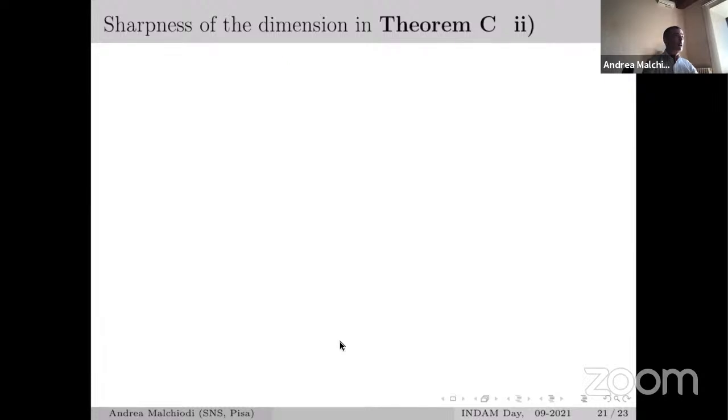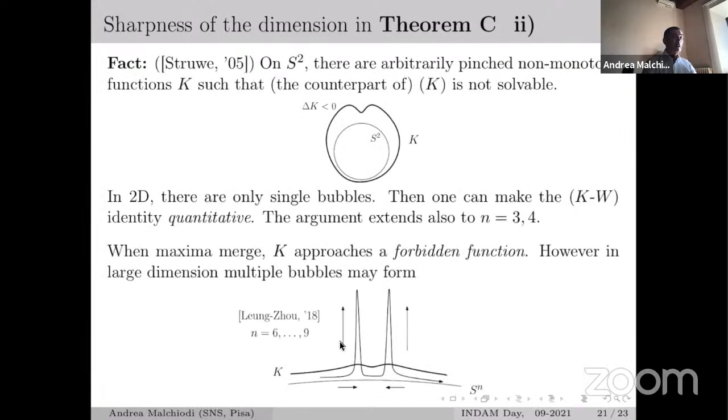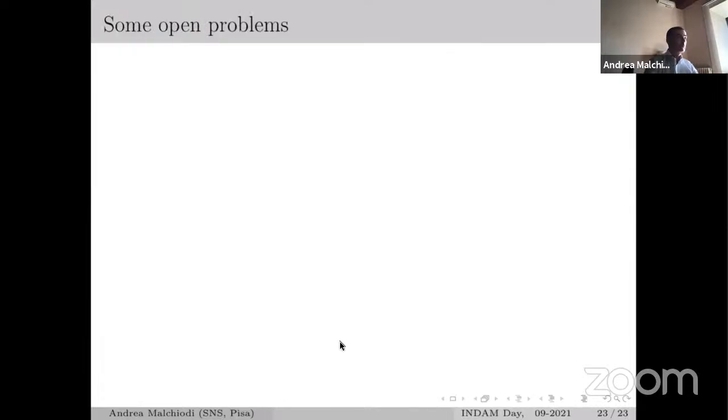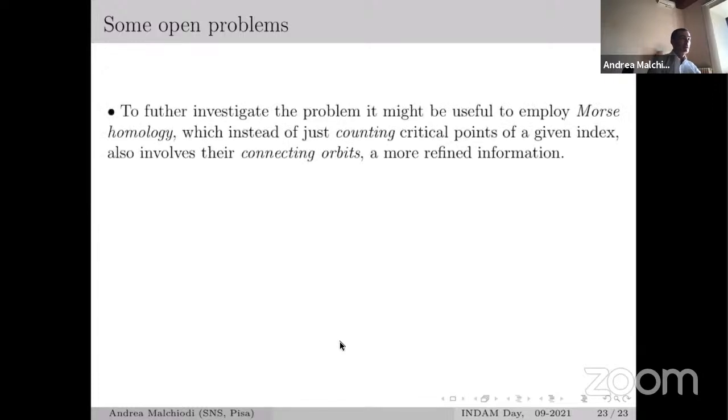So maybe let me not comment on the sharpness of this result. Maybe I just spend a few words on some open problems that I find interesting. If you want to further investigate the problem, for example, to relax the pinching condition, we use essentially Morse theory, but it might be useful to use Morse homology, which gives you a definition of homology totally equivalent to the singular one. This is not just about counting critical points of a given index like in Morse theory, but also involves the so-called connecting orbits, which are gradient flows from one critical point to another. So it might give you a better understanding of the structure of critical points.